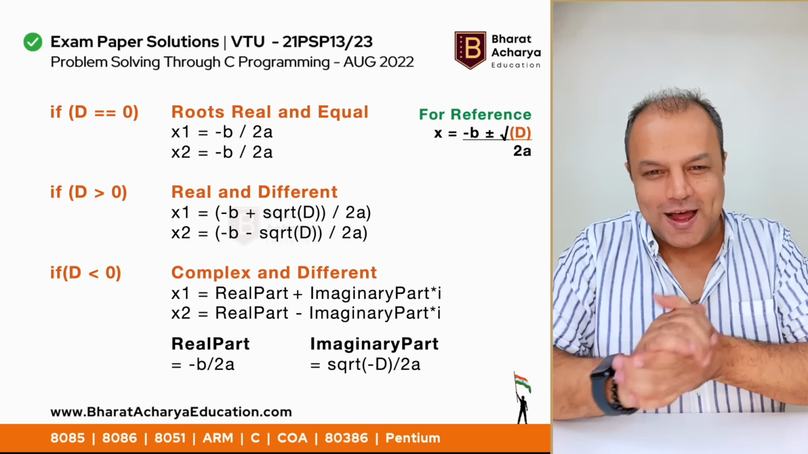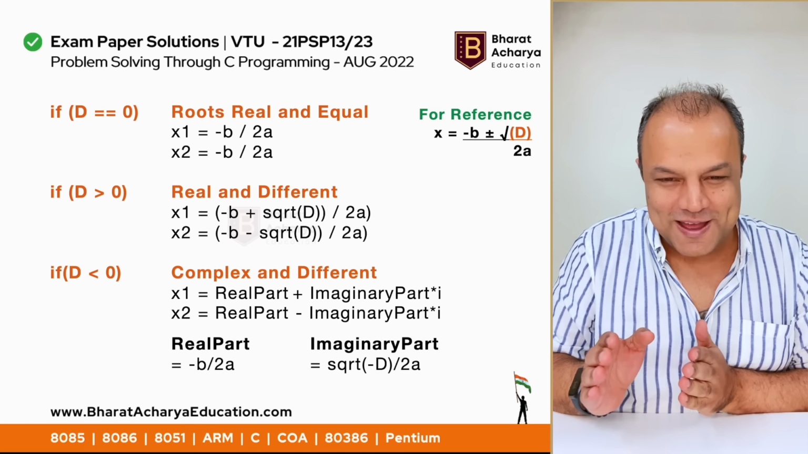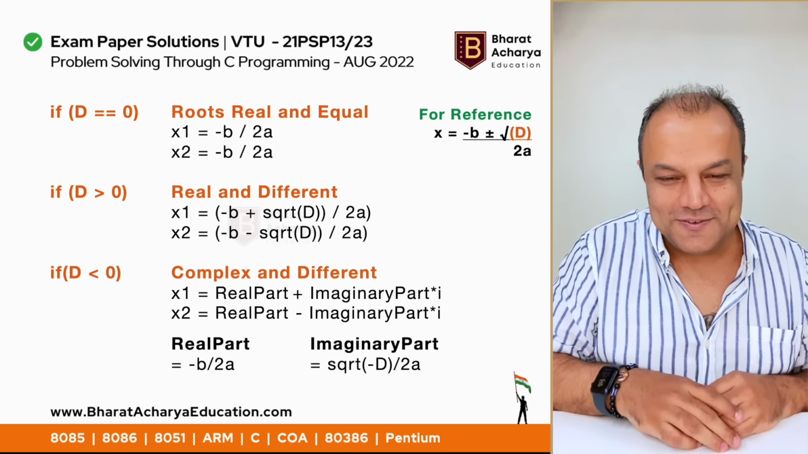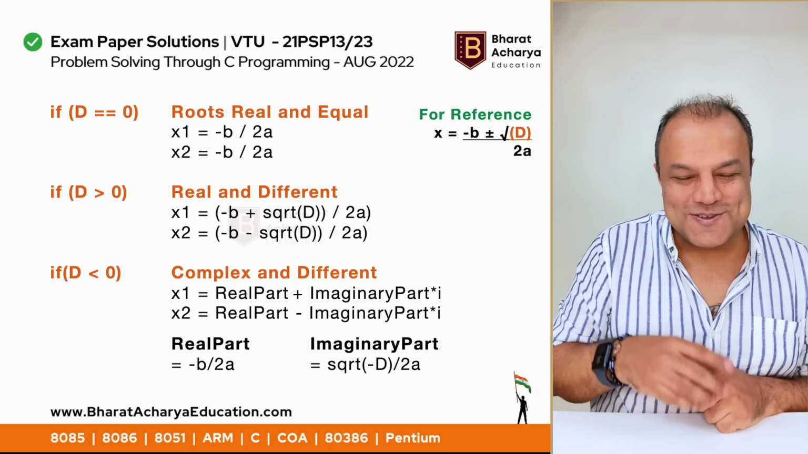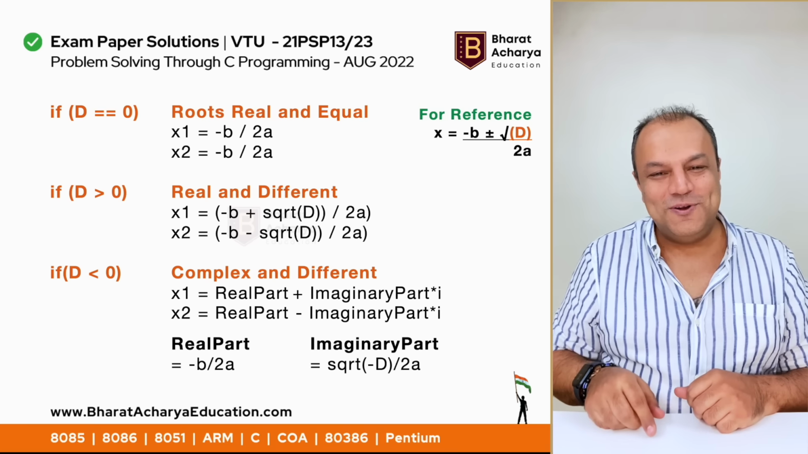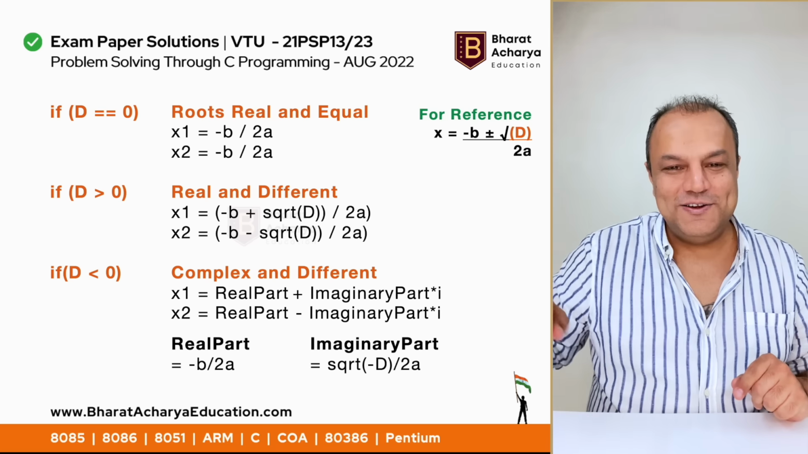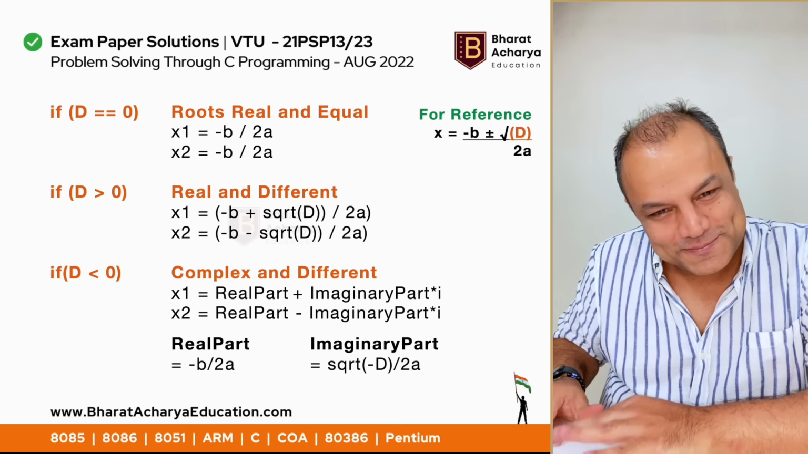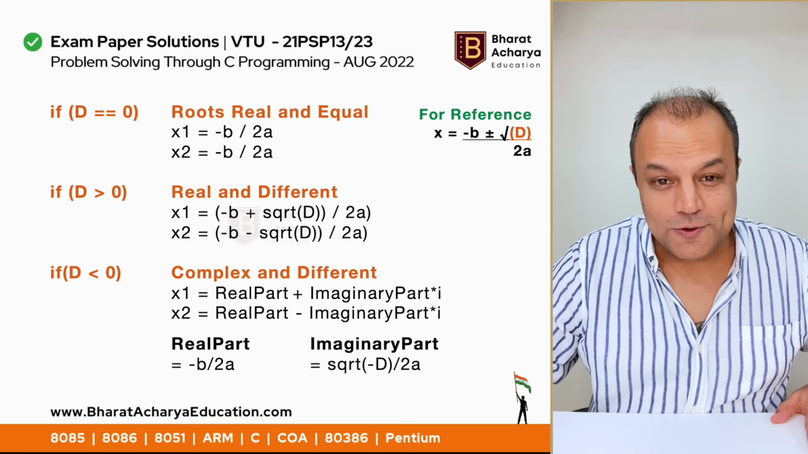Come on, answer. You will have a real part. Don't look there, please, no cheating. Real part and an imaginary part. The real part will be minus b upon 2a. Done? The imaginary part will be square root of minus d upon 2a. And your roots are real part plus imaginary part into i, real part minus imaginary part into i. Clear? Yes? Can you tell me the whole algorithm?